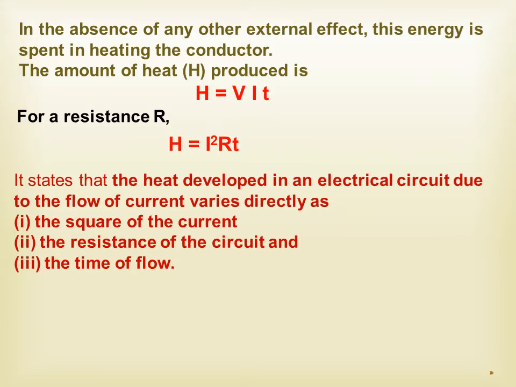Using all this, Joule's law states that the heat developed in an electrical circuit due to the flow of current varies directly as the square of the current, the resistance of the circuit, and the time of flow. This is Joule's law.